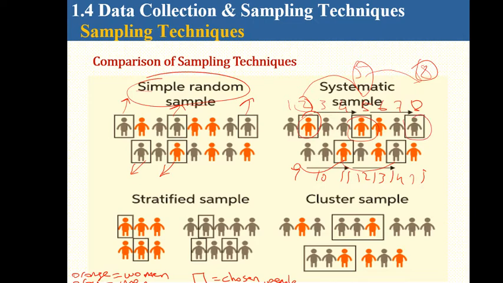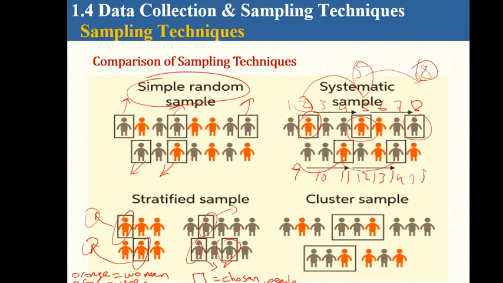But in the stratified example, you divide the population into women and men, and then you choose from the women stratum 2 of them, and from the men you choose 3 of them. So it makes the sample: 2 women, 3 men.